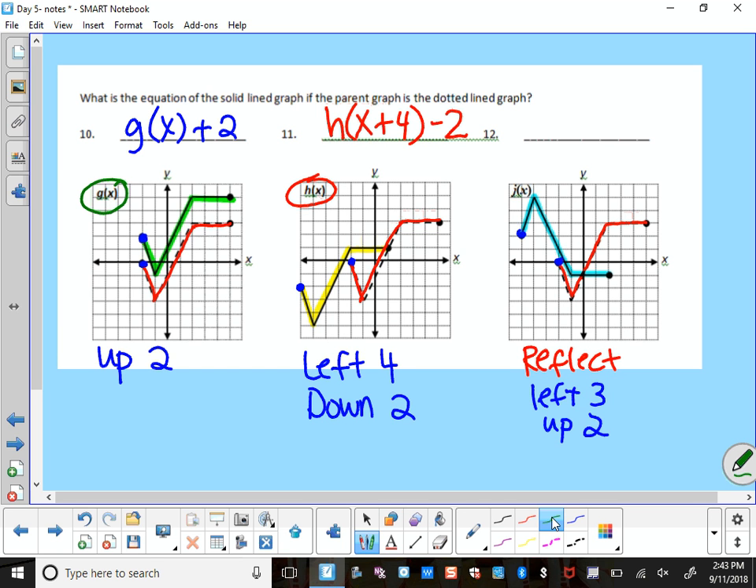My function here is j of x. So we have j of x. This left 3 is going to be plus or minus? Plus. How do I write up 2? Plus 2, going up, positive. How do I show that it's being reflected? Negative where? In front of the j. There are my transformations. Any questions?